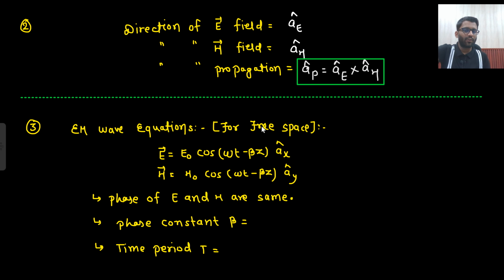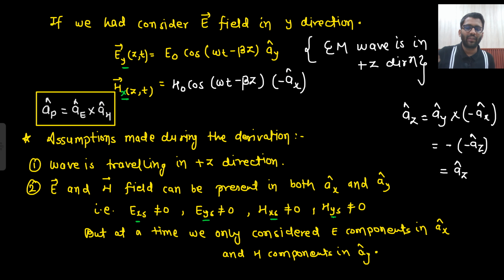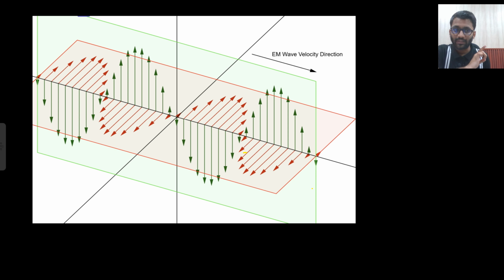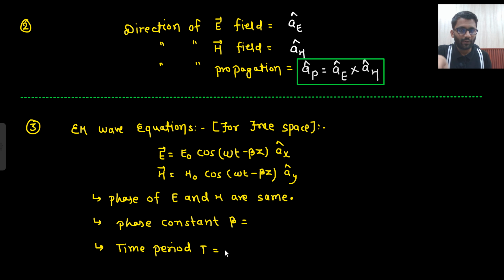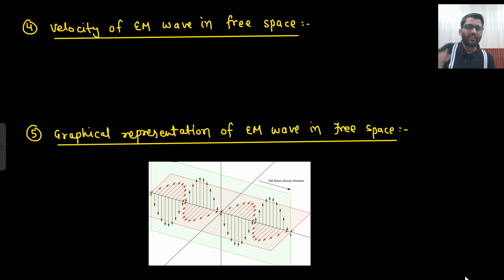Now we are going to see for free space only, because these equations we have derived for free space, not for a general medium. So for free space, what is the phase difference between E and H? This is known as phase. Both are at the same phase, or in the graphical representation also you can see.